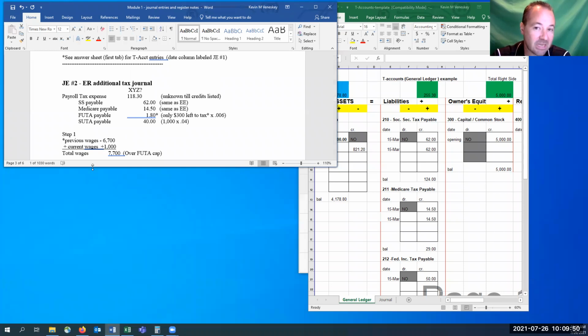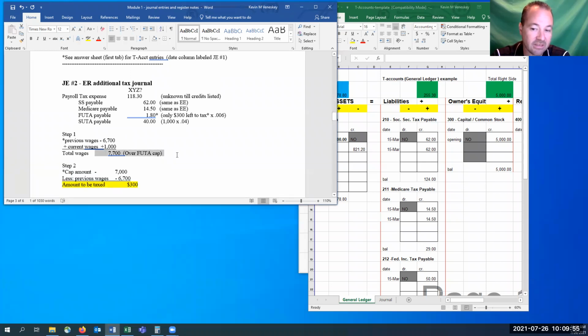We then have to go to step 2, our final step. Step 2 says, okay, forget that this even is there. Just ignore it. All you did for step 1 is just use that number to answer a yes or no question. Are you over the cap? Once you do that, you forget step 1 exists. You come down to step 2 because we answered yes. We find the cap. What is the cap amount? 7,000. And then we subtract where were we at before we started this pay. And it told us in the problem, we were at 6,700.